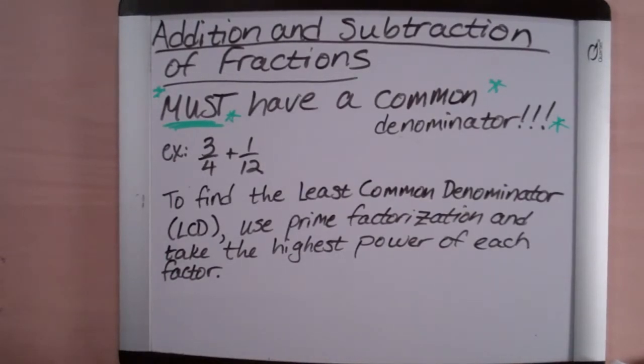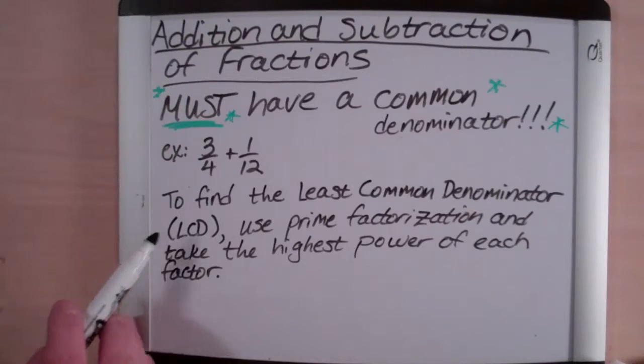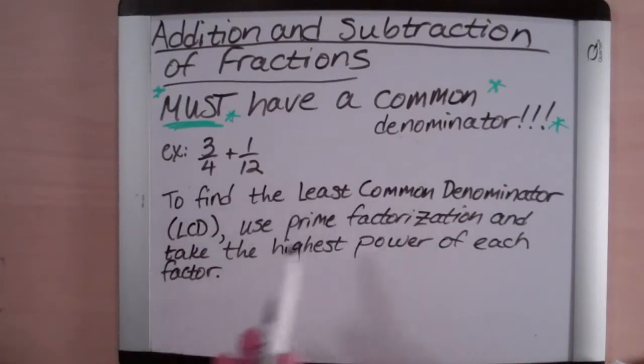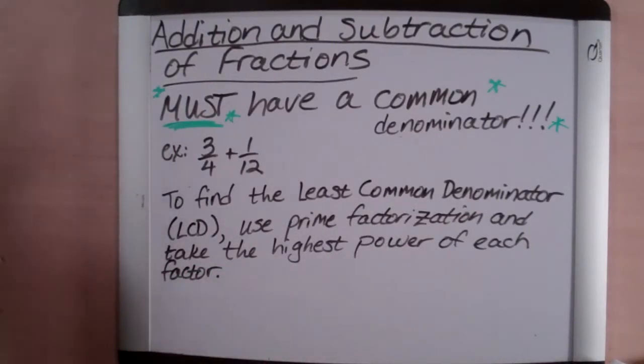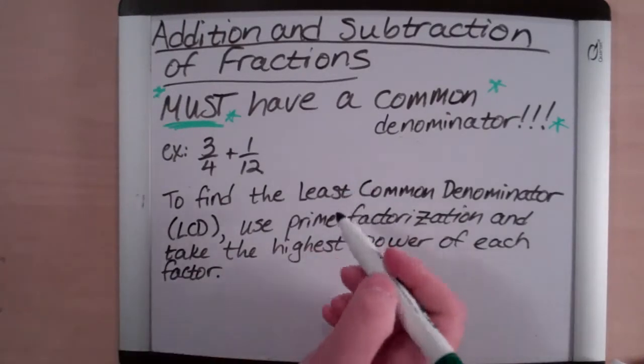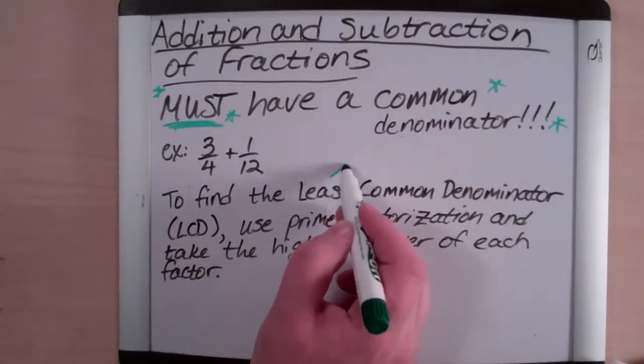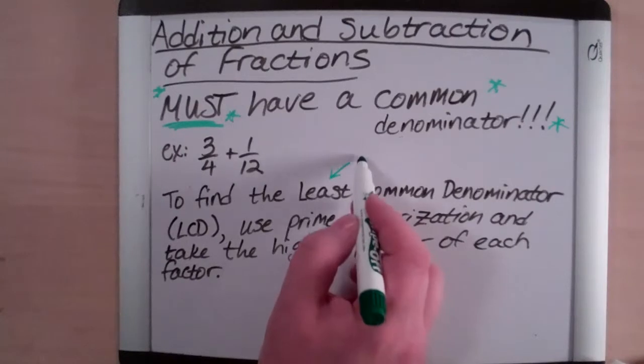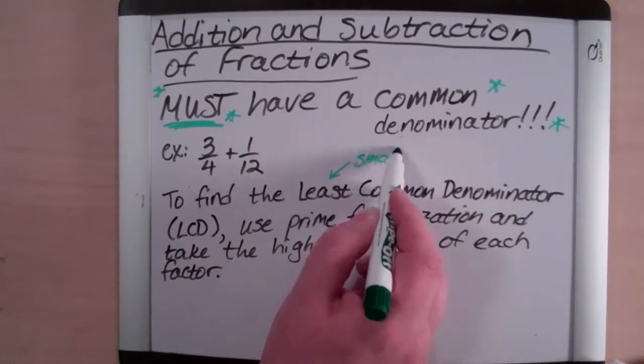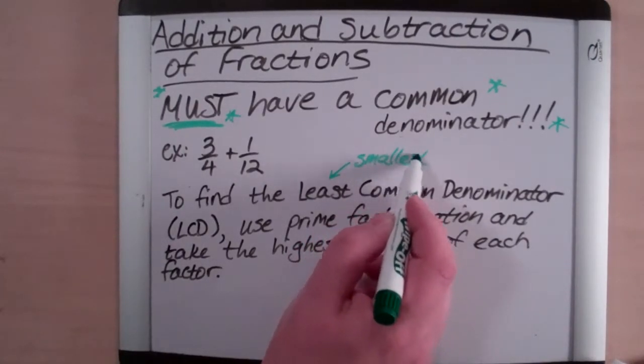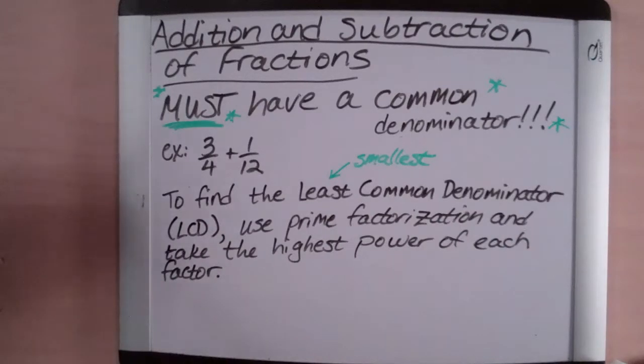So what I'd like to point out to you is that we need to find the least common denominator. And in this case, least doesn't mean the most uncommon denominator, it means the smallest. So I hope you can see that I wrote smallest there. Alright, now we sometimes refer to the least common denominator by its initials, just LCD.